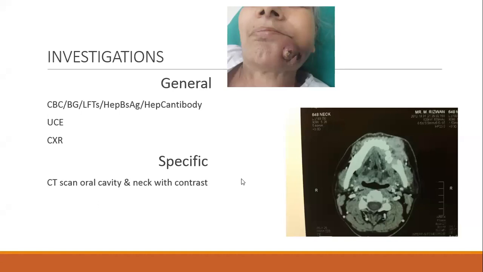Why is this slide not moving for some reason. Yeah, MRI scan oral cavity and neck with contrast. I told you earlier, when the tumor is limited to the tongue, then you do an MRI. All right. And then we have talked about the biopsy.